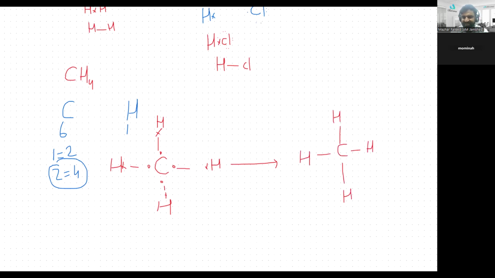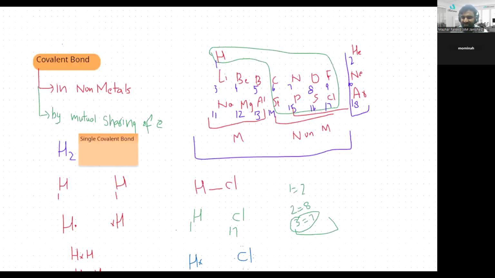Okay, we check another example, like if I say, you make the bond of single. Okay, the example is given. We move to the double covalent bond.